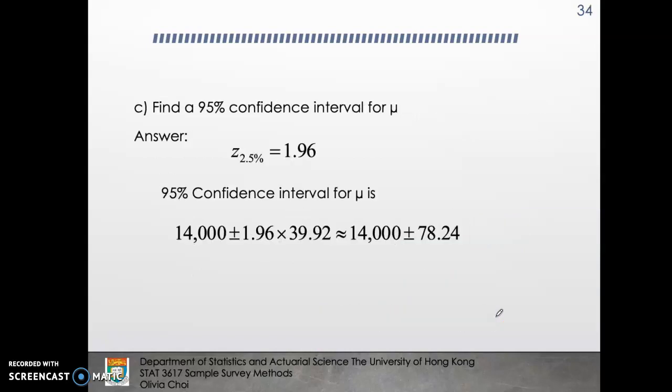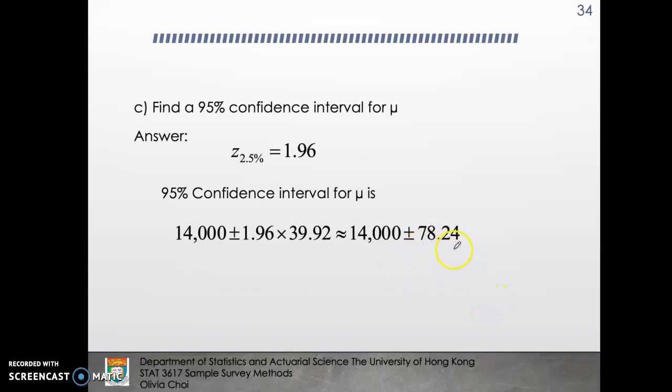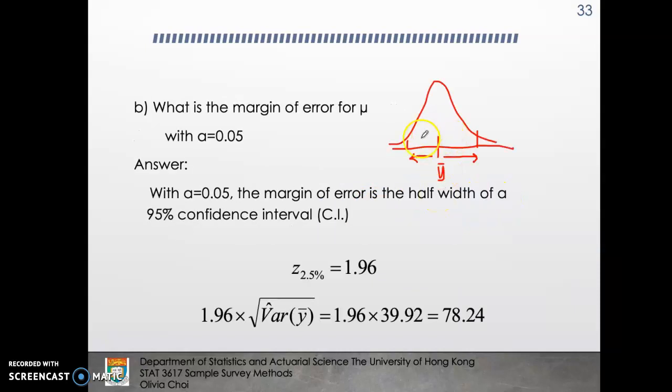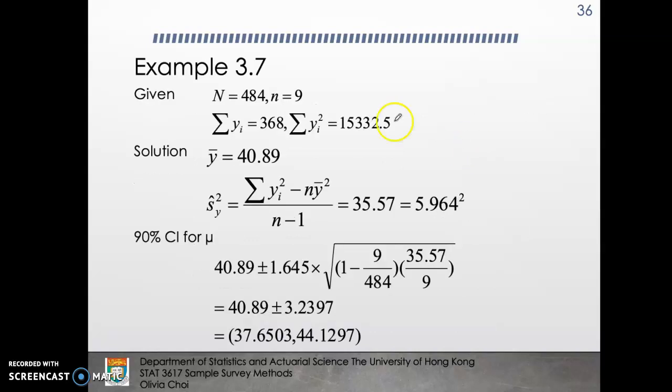Comparing C and D, which is more precise? Of course, part C is more precise because the margin of error is smaller. So we are 95% confident that mu falls within a smaller range of errors. Whereas in part D, we're guessing the standard deviation is 6,000, so we have a wider confidence interval at that 95%. So mu is not pinned down as precisely as in the first case, part C.